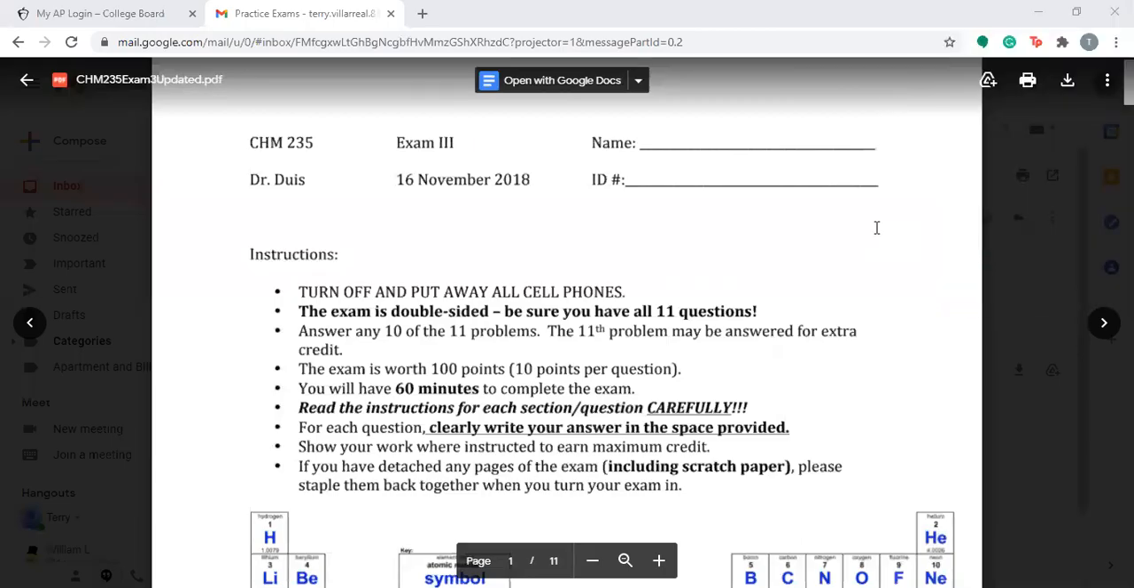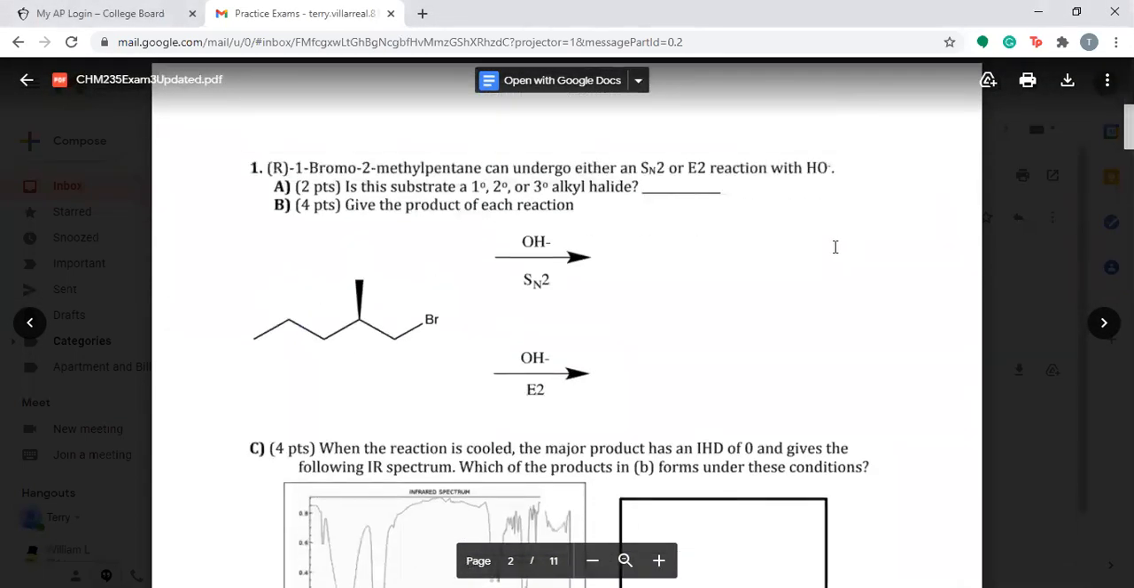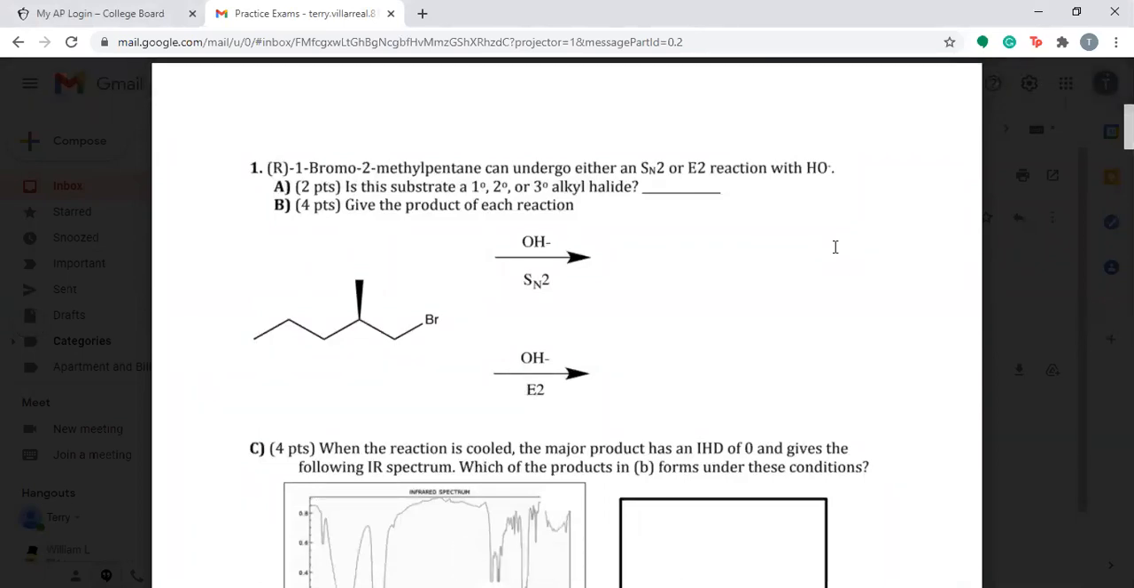So again, we will walk through this as best as possible, and then we will answer questions as we get to them. So here we got the table. R1 bromo 2 methyl pentane can undergo either SN2 or E2 reaction with OH minus. Is this substrate a primary, secondary, or tertiary alkyl halide? Give the product of each reaction.